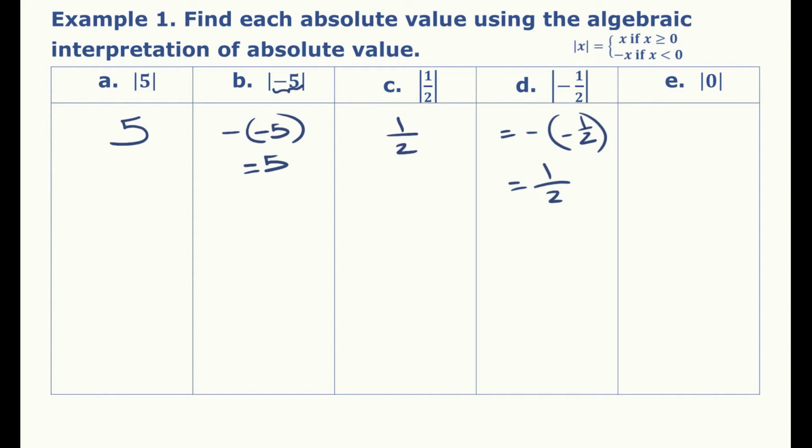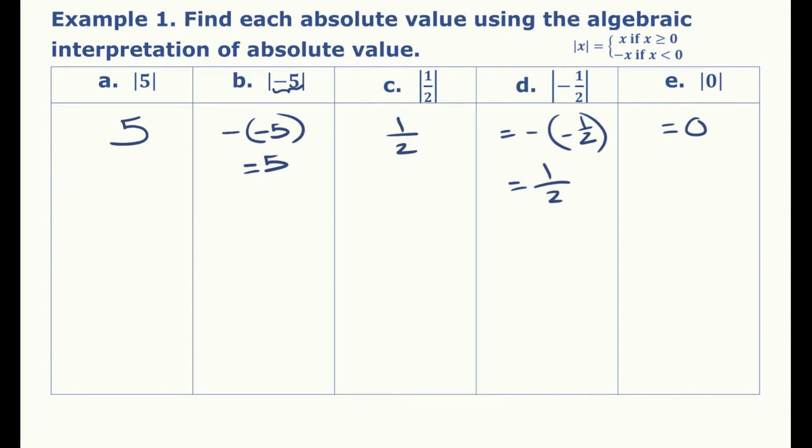What about the absolute value of 0? Well, which category does 0 belong to? Is it less than 0 or is it greater than or equal to 0? It definitely falls into this category, right? So its absolute value is going to be itself.